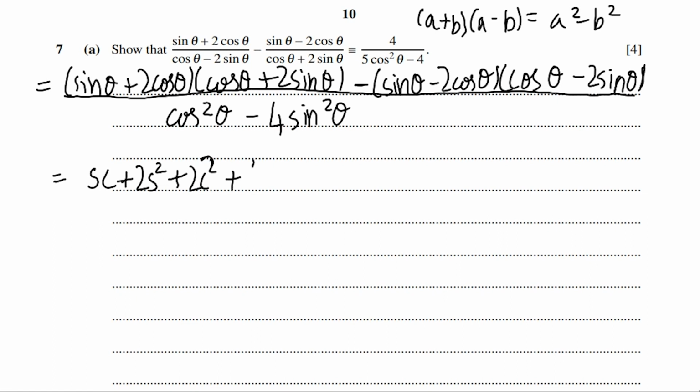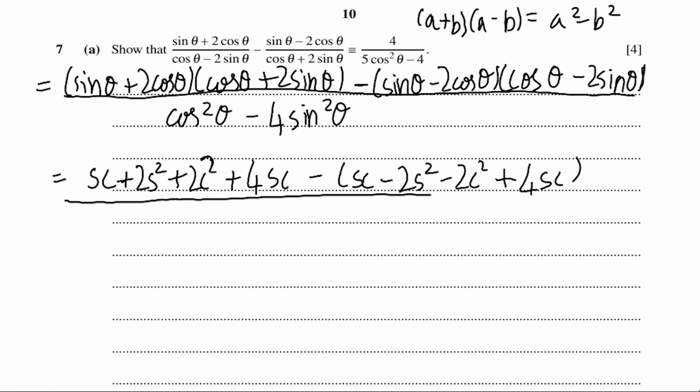So 4 SC. Okay. Then we have minus sin theta multiplied with cos theta is sin theta cos theta. Sin theta multiplied with minus 2 sin theta is minus 2 sin square theta. Minus 2 cos theta multiplied with cos theta is minus 2 cos square theta. And minus 2 cos theta multiplied with minus 2 sin theta is plus 4 sin theta cos theta. And in the denominator we have cos square theta minus 4 sin square theta.